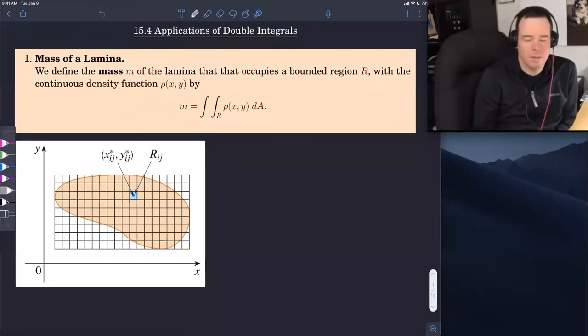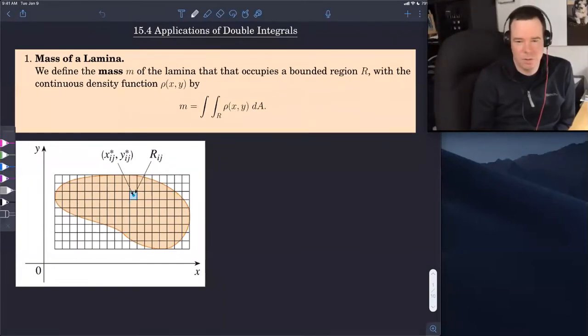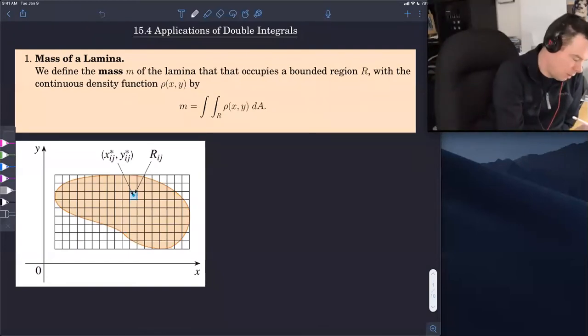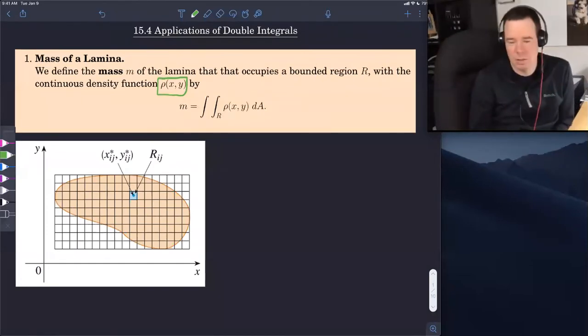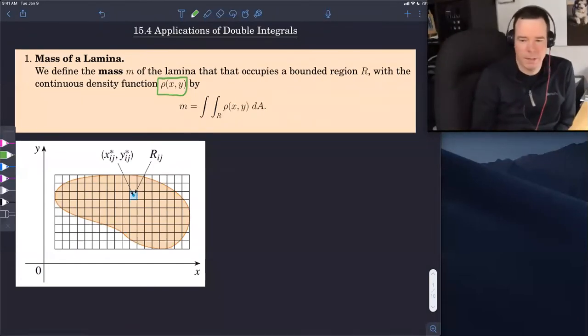And what we're interested in is figuring out what the mass of this object would be. If it was a uniform density plate, then we would just have to figure out what the area is and multiply that by the density, and that would give us the mass. But because we are assuming that it's non-uniform, this density function depends on where we are on the plate. So it's varying density as we move along the plate. Then the mass is not just going to be a straightforward product. The mass is going to be computed as an integral.